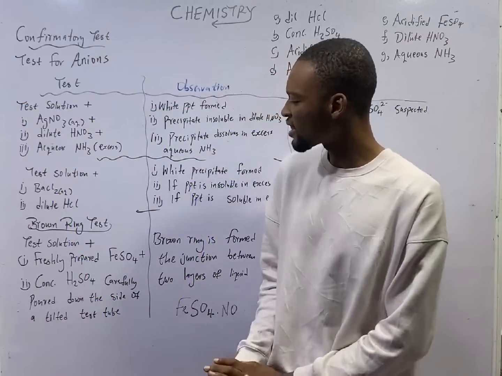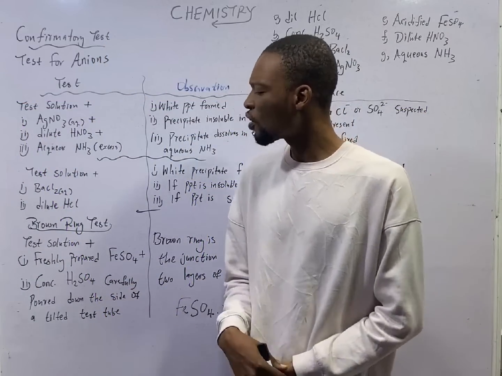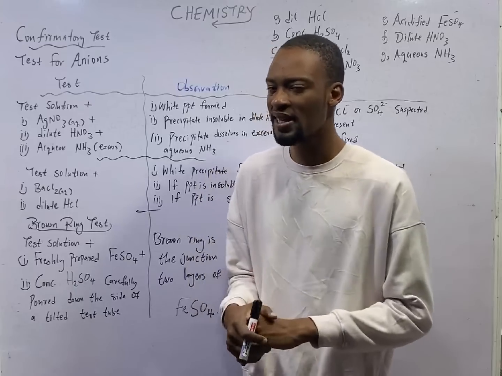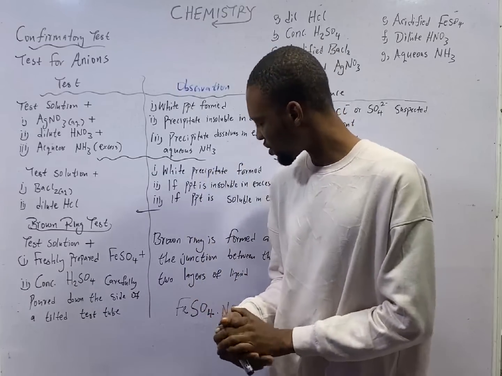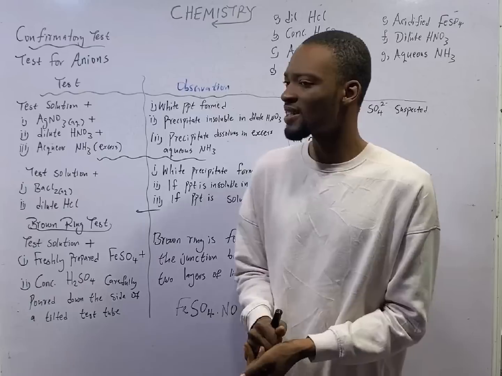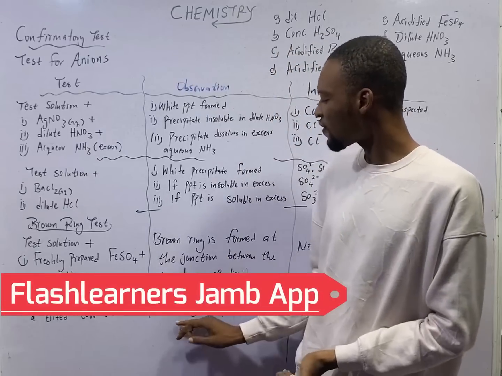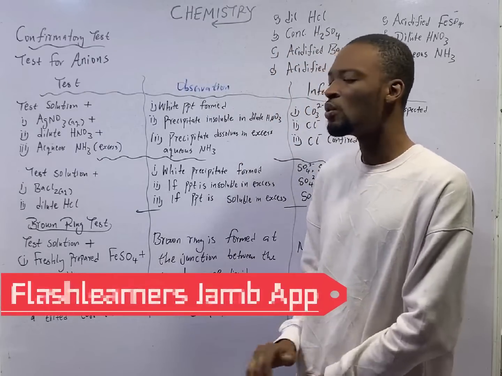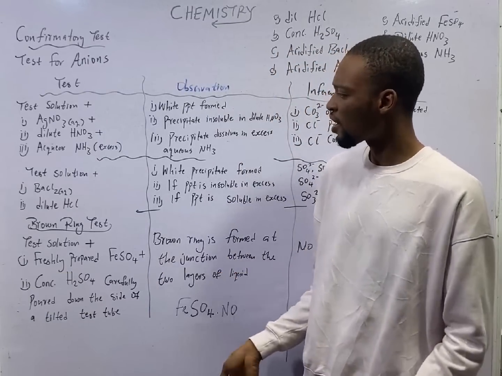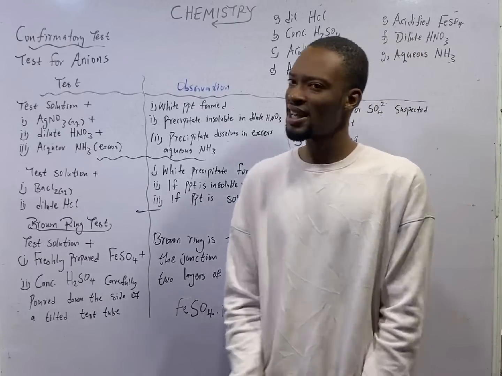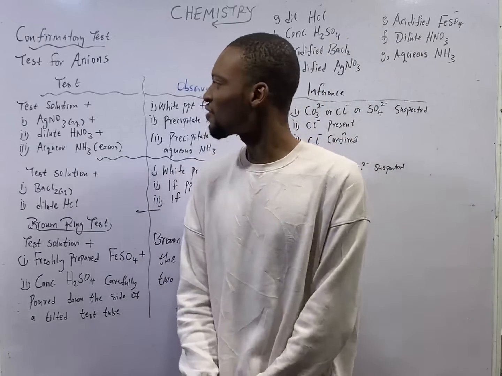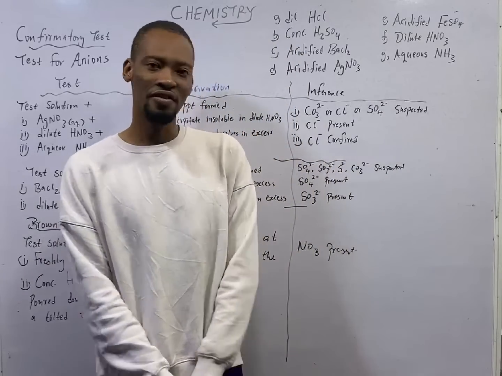In this test, the FeSO4 must be freshly prepared to avoid oxidation. And the brown ring is as a result of the presence of FeSO4.NO. This is what forms the brown ring. Ladies and gentlemen, test for cations, test for anions, and test for gases.